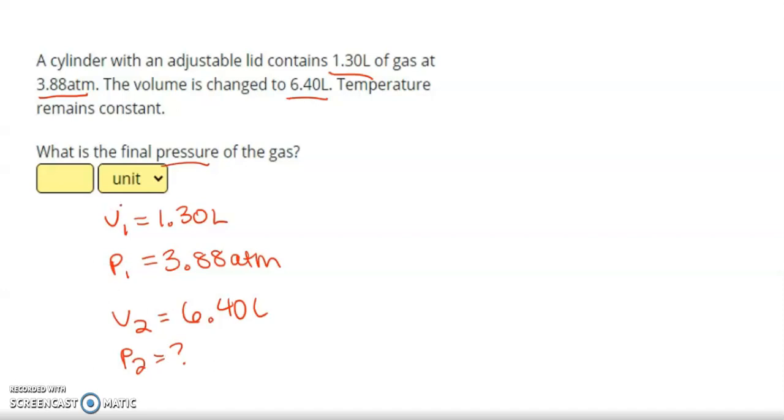So now I need to pick an equation that has these variables in it. I'm going to pick Boyle's law. P1 V1 equals P2 V2. Make sure to pick an equation that matches what you have and what you're looking for. So for P1, I'm going to plug in 3.88, V1, 1.30 liters, equal sign. P2 is unknown, so we leave it as P2 in the equation, times 6.40.